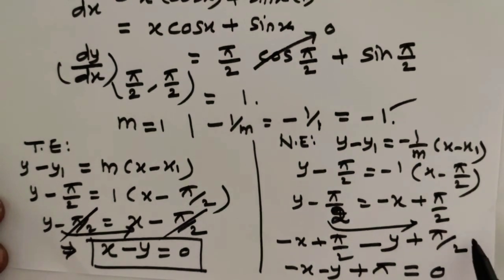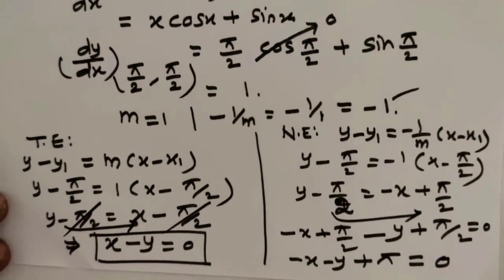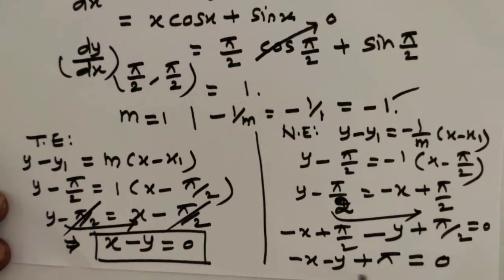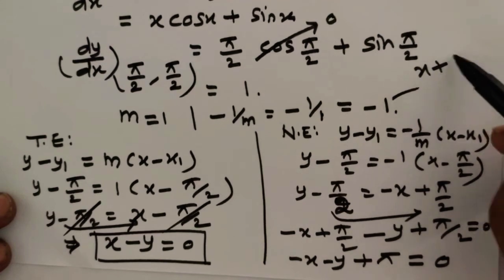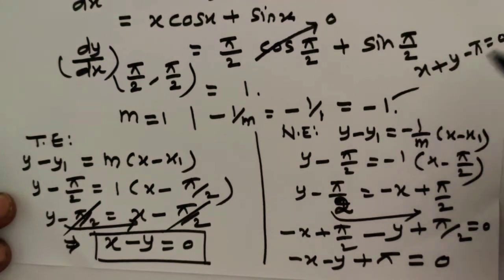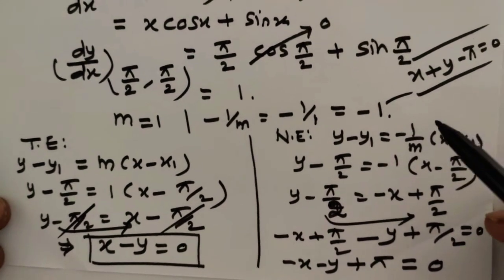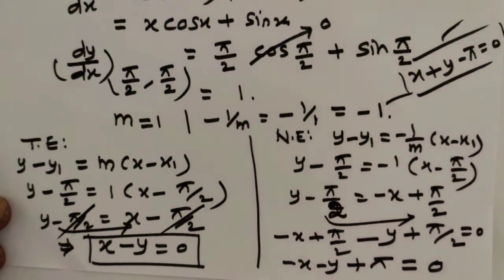Which is equal to 0, which implies this is 0. So multiply this by minus: minus x minus y plus pi is equal to 0. Rewriting this, multiply by minus: x plus y minus pi is equal to 0. This is the required normal equation of the given curve.